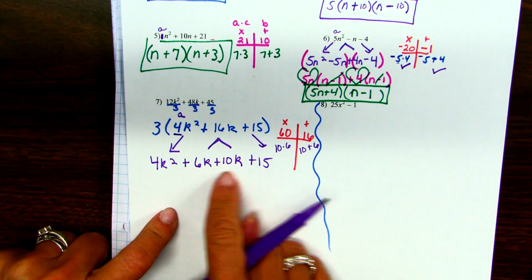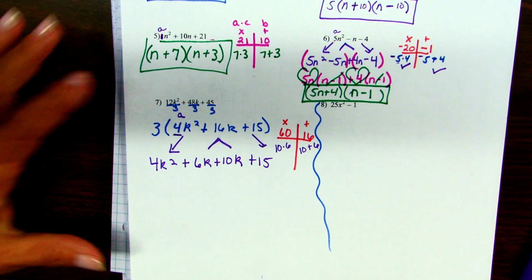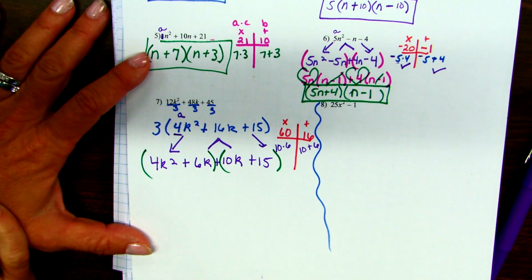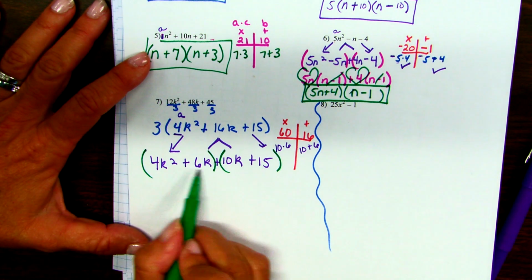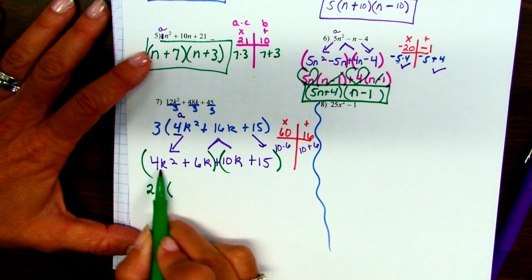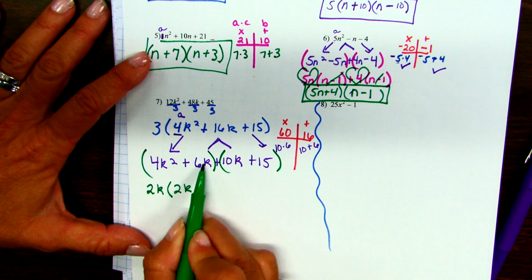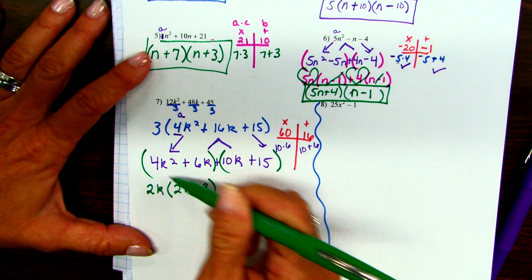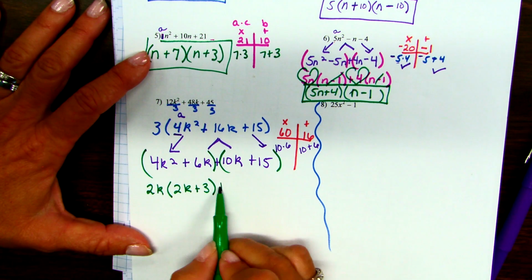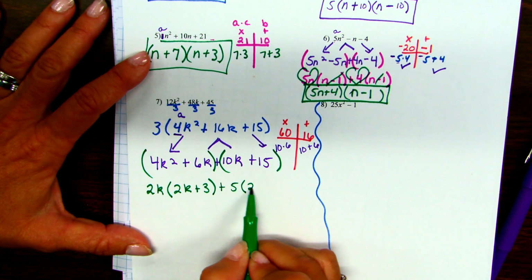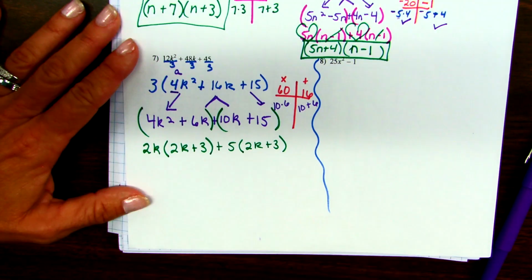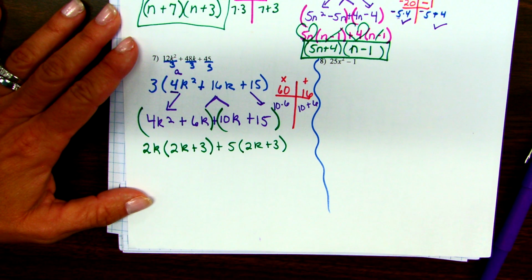So 6k plus 10k is 16k, right? Parentheses, parentheses. GCF. The GCF of these two is 2k. Divide that by 2k, that by 2k. Again, check it. Distribute. Do I get these two terms? I do. Over here, I can factor out a 5, and I should get the same thing in parentheses, which I do. Now I'm ready to write my final answer.